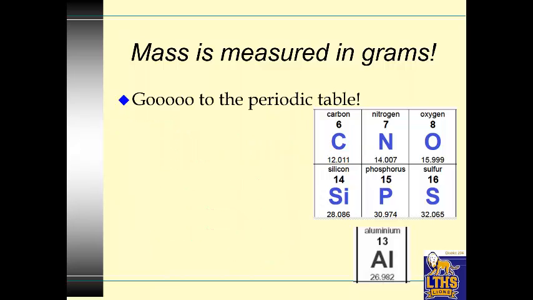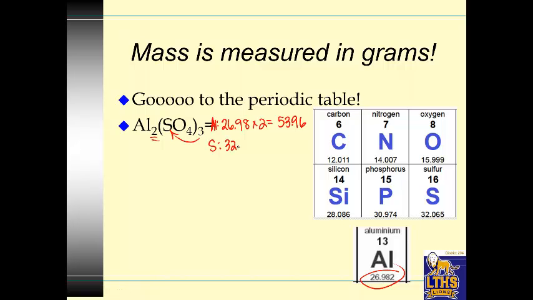All right. So we go to the periodic table if we want to know how much 1 mole of aluminum sulfate weighs. Now, in this one, we have 26.98 times 2, because there's 2 aluminums. And so we get 53.96. And then that's for aluminum. And then what about sulfur? Well, there's a sulfur there, but there's 3 of them. So I have to say 32.07. Look, I rounded it to 2 decimal places. That rounds up. And there's 3 sulfurs, and that equals 96.21 grams.